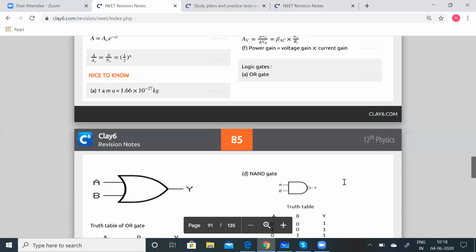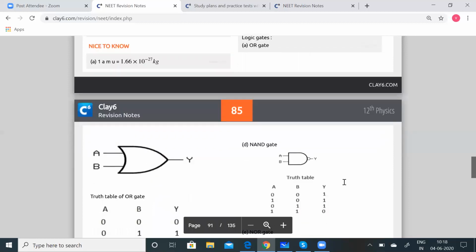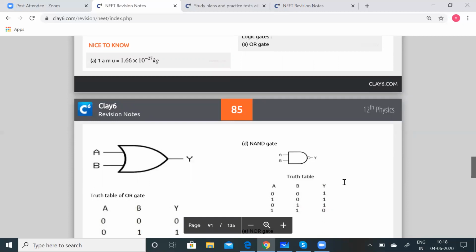Of course, I guess this is deleted from the NEET point of view. But anyway, we'll just go through this quickly, because from the NEET point of view, the logic gates are deleted.